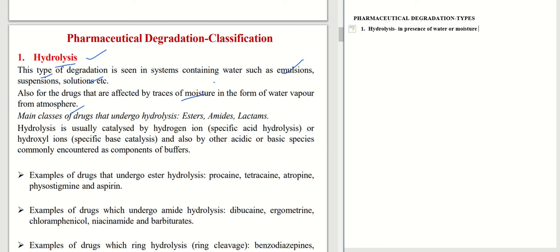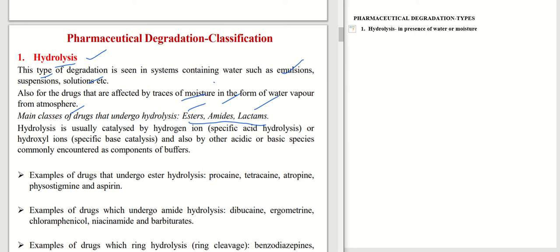Now let us see what are the different drugs that are prone to hydrolytic degradation. These are the main classes of drugs: chemical compounds having esters, amides, and lactams in their chemical structure. So any chemical compound having ester bonds, amide bonds, or lactam ring structures is prone to hydrolytic degradation.